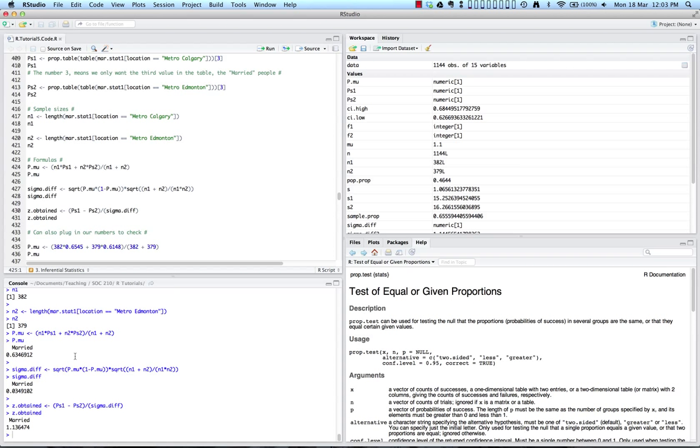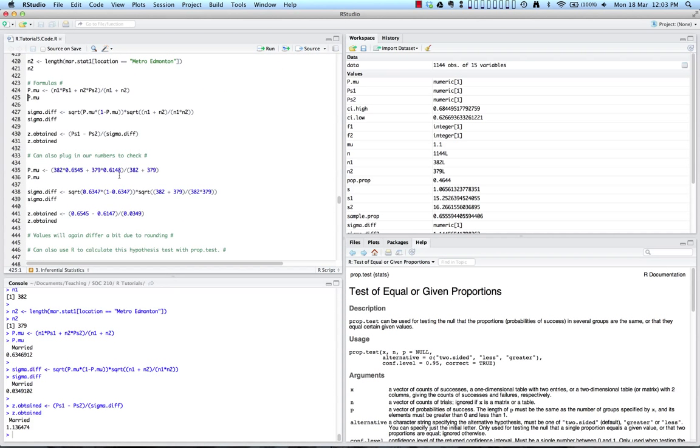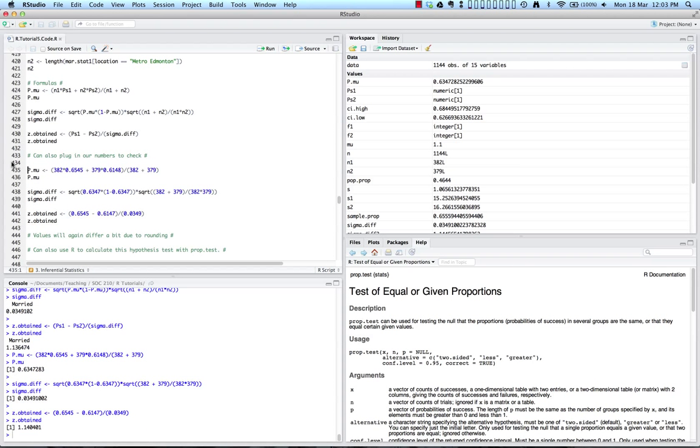1.1365 in this case. We could also just plug our specific numbers into the formulas to check in R. And we do that and we see that we have values that are pretty close to what we got with the others, but these do differ a bit due to rounding. So that's how we would do this if we were calculating things by hand.